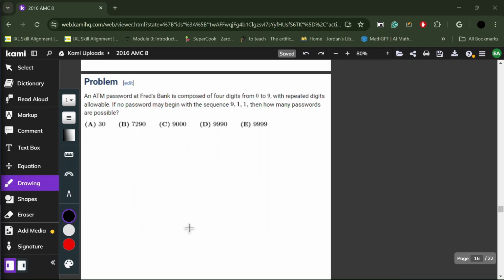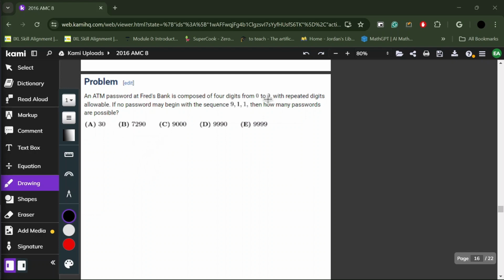An ATM password at Fred's bank is composed of 4 digits from 0 through 9, with repeated digits allowable. If no password may begin with the sequence 911, then how many passwords are possible? So don't confuse 4 digits with a 4-digit number, because a common mistake is people think the first digit can't be 0, because that wouldn't be a 4-digit number, but that's not true. It just says it has 4 digits, okay?